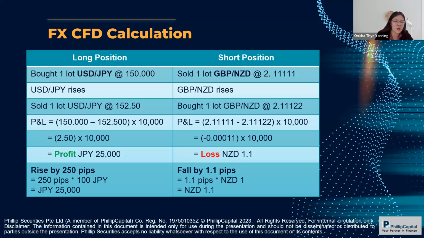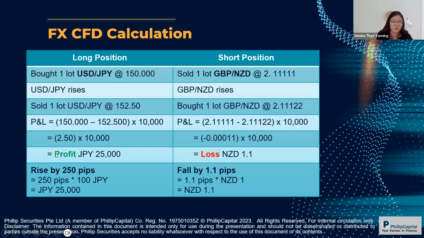The first thing, long position: when you buy one lot of USD Japanese yen at 150, and this currency pair rises and you sell it, so you buy at 150 and sell at 152.5. The profit and loss would be the difference between the sold and buy prices, times 10,000 because 1 mini lot is 10,000 quantity, correct? So you get a profit of 25,000 Japanese yen.